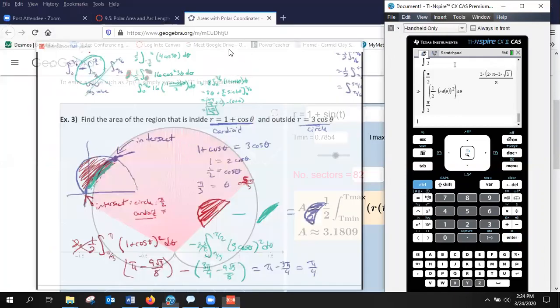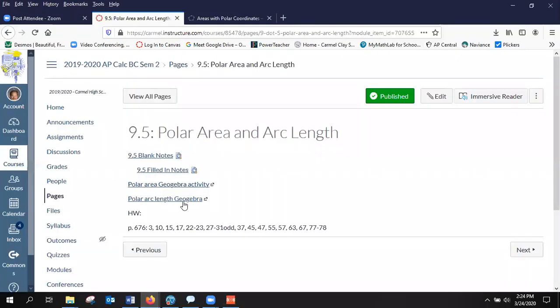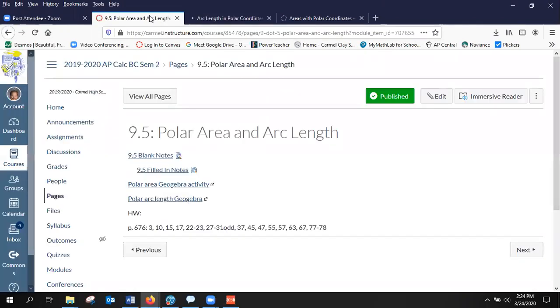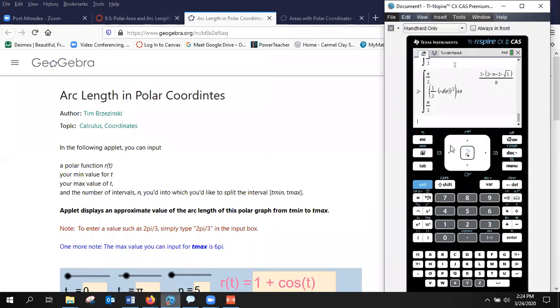On to part 2. Part 2, if I open up the, hopefully I opened up the right one. No, polar arc length. I used pi over 3 because that is the first intersection point. Let me go back to the calculator really quickly. The first intersection point is pi over 3, which is right here.